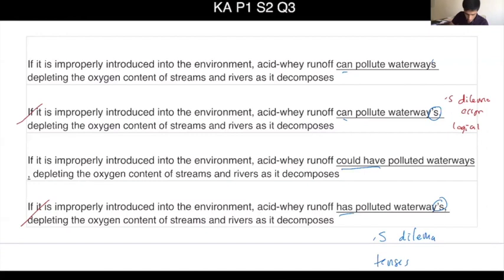And then if you look at the tense between can and could have, the tense of the sentence is it is. So if it is, then it can. But if it is, you cannot put it is and could have in the same sentence. Therefore, the correct answer is this one. And this is making a tense error. Okay, so we cross out, let's use X's here. We cross out this one.